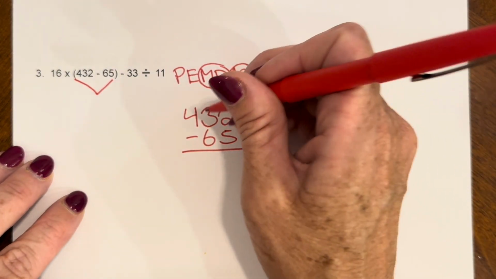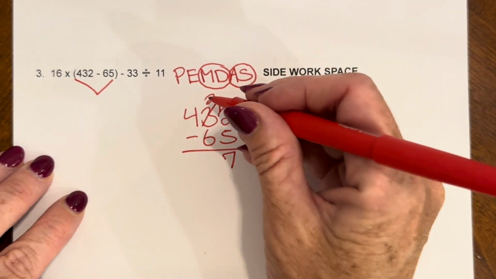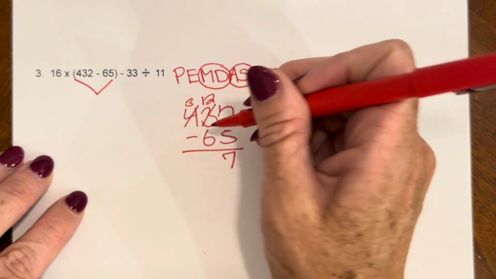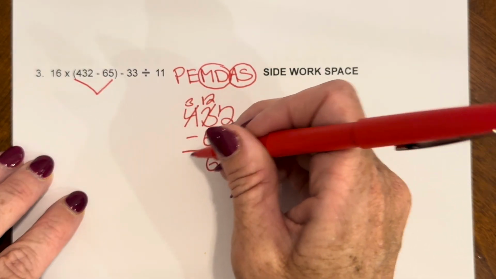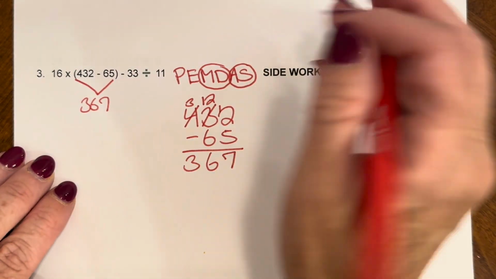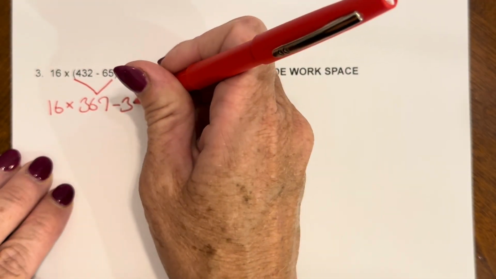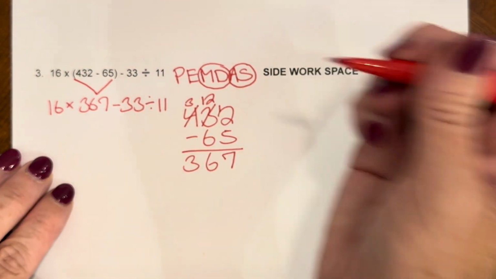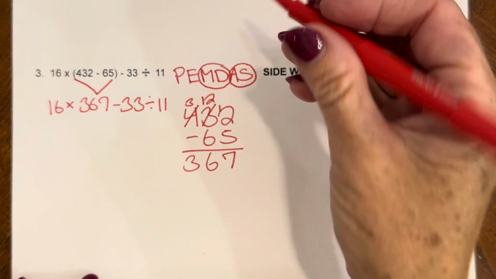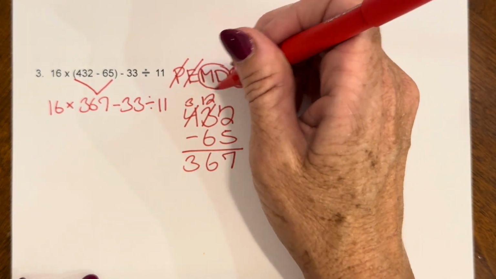So 2 take away 5, I need to regroup. 12 take away 5 is 7. 2 take away 6 is impossible, so I need to regroup. 12 take away 6 is 6, and 3 take away nothing is 3. So I have 367, and then I'm going to write everything else down. Now I look at this and ask, do I have any more parentheses? No. Do I have any exponents? No. Do I have any multiplication or division?